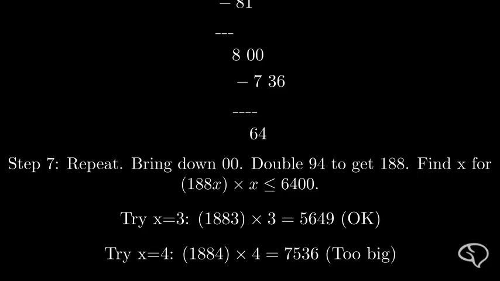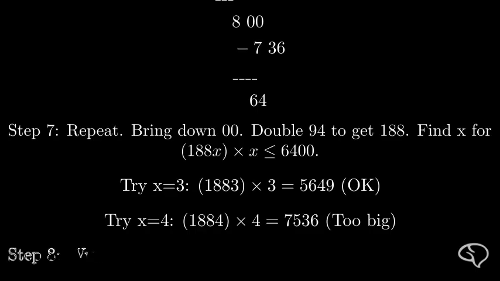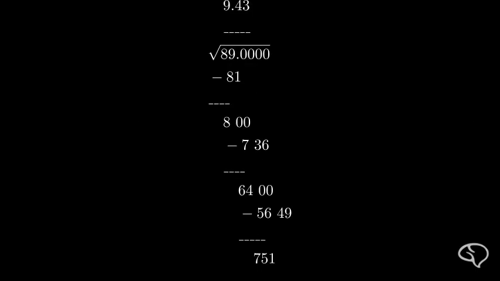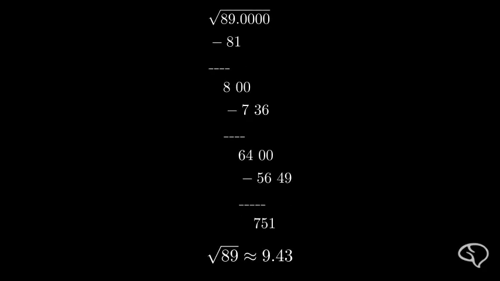1883 times 3 is 5,649. We write 3 on top and in the space. We multiply 1883 by 3 to get 5,649, write it below 6,400, and subtract. The remainder is 751. So, the square root of 89 is approximately 9.43.